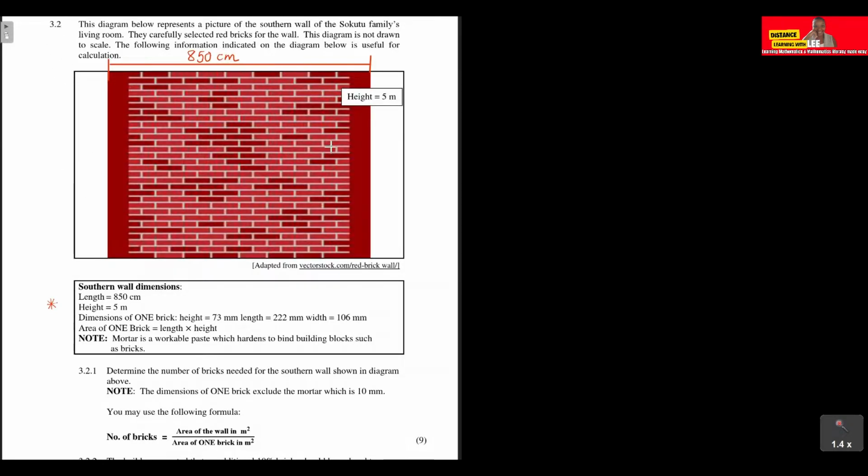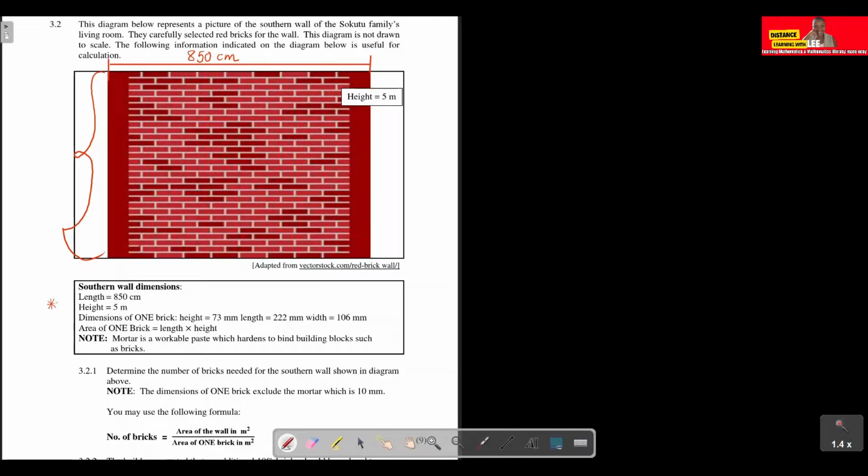Okay, and then we are also given the height of the wall. So the height of the wall is the length from there to there, right? That is the height of the wall, and it is given to us as 5 meters. So we already see that we've got different units of measurement there. We need to take that into consideration. And then we are also given the dimensions for one brick.